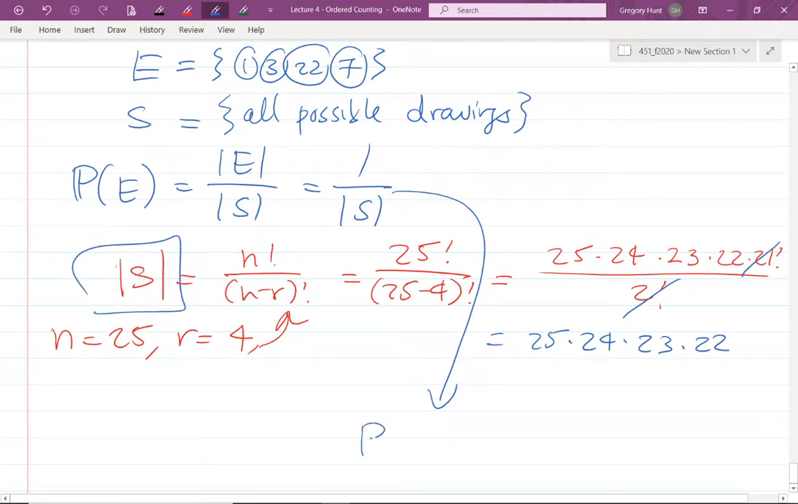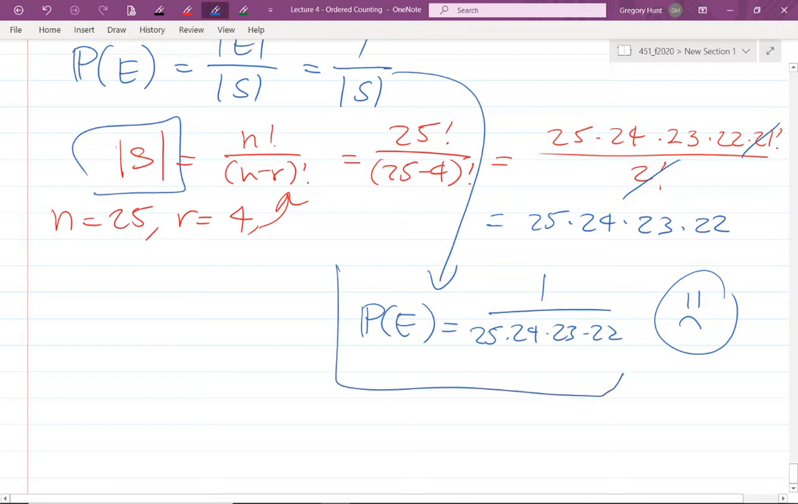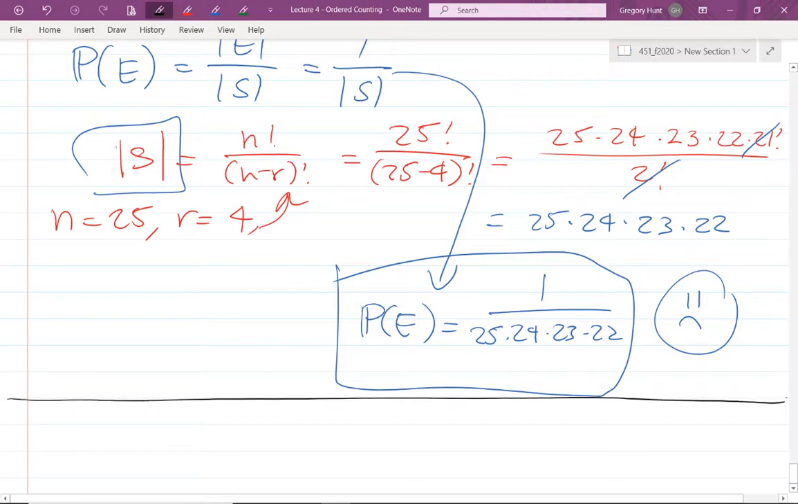And so 1 over that, the probability that I win in this lotto, is 1 over 25 by 24 by 23 by 22. That's really, really small. So frowny face. Sad. Don't play the lotto. That is not really easy to win. It's a really small number. Okay.